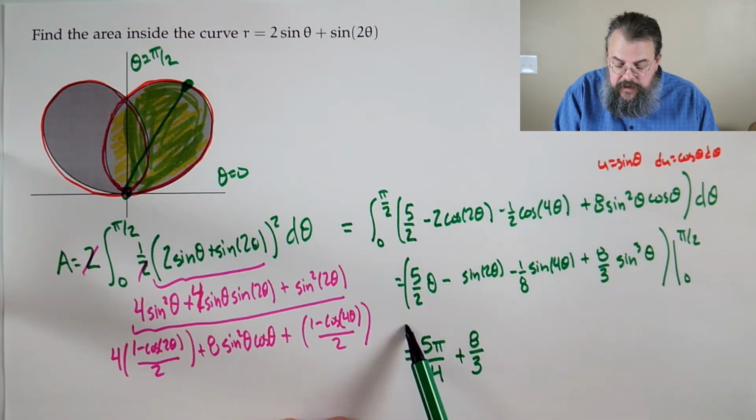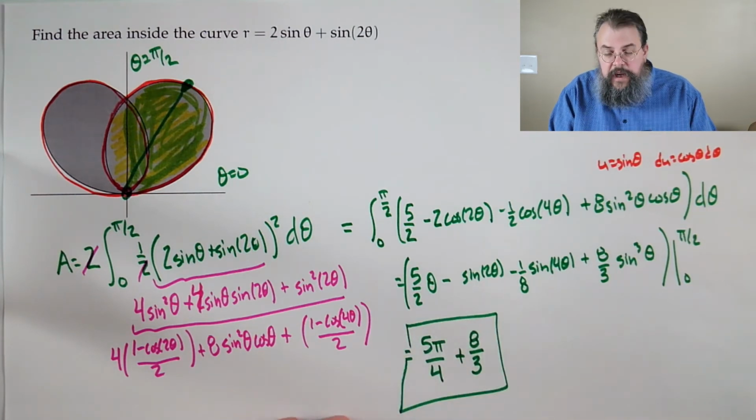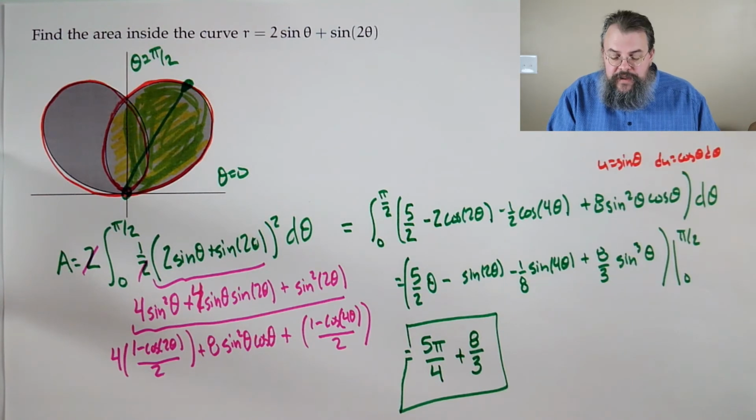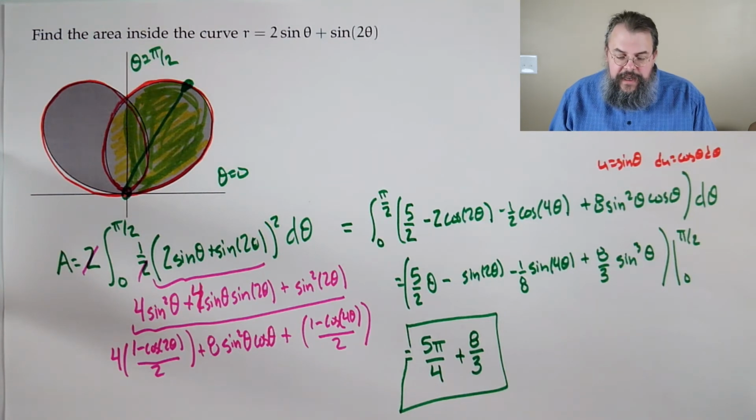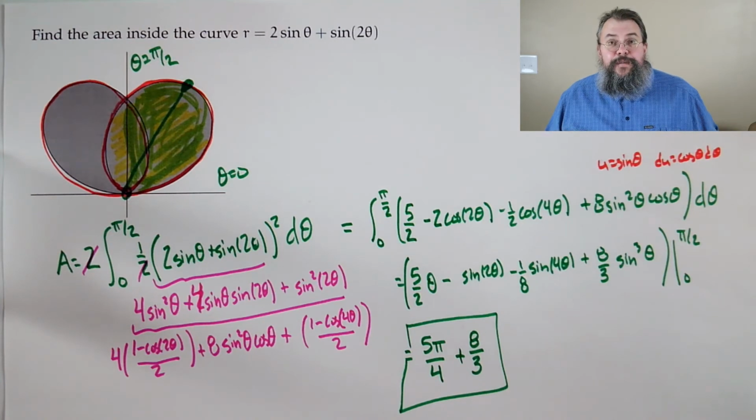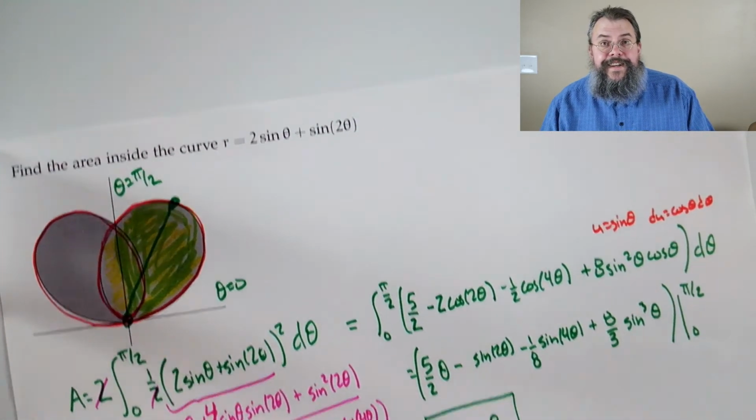And therefore, we're done. 5 pi fourths plus 8/3. Wow, what an answer. What a great answer, really. It's kind of cool. Probably not the one we would have expected, but it's the one that worked out, and that's all right. Great, beautiful, beautiful problem. So let's keep going, right?